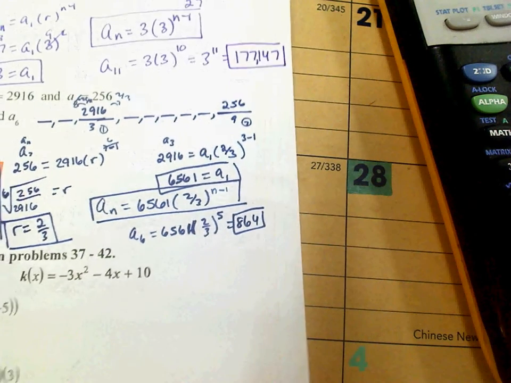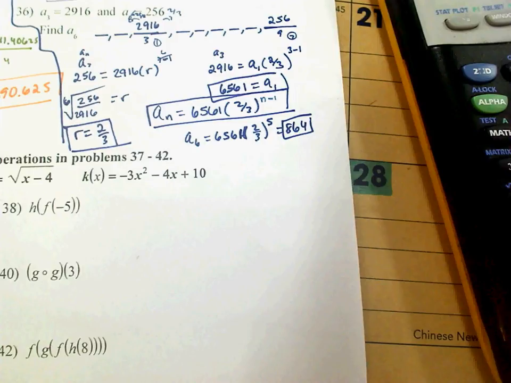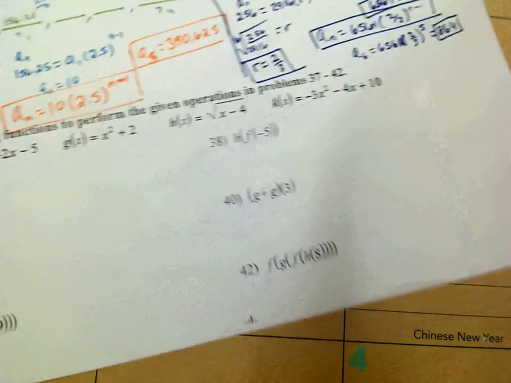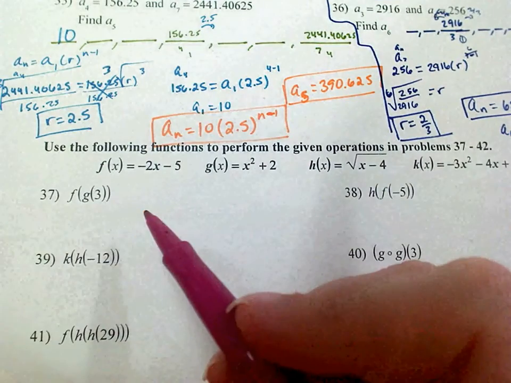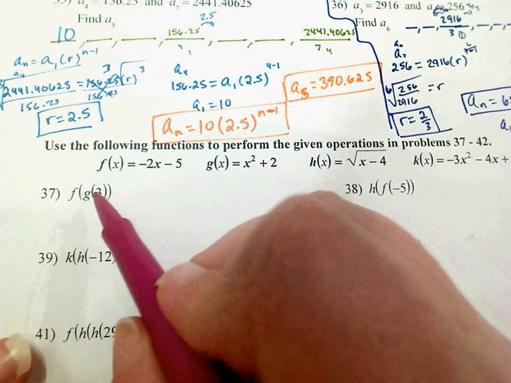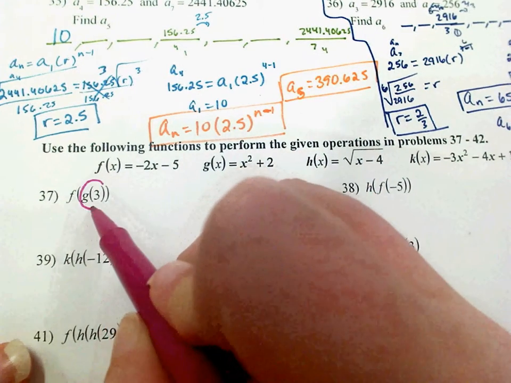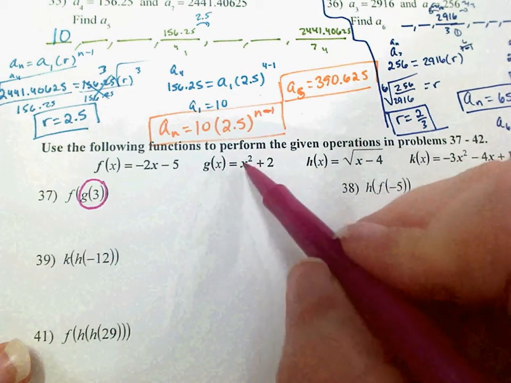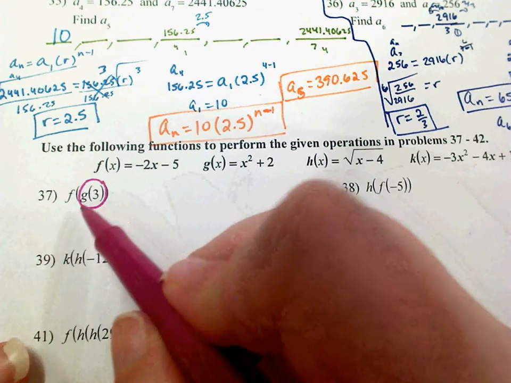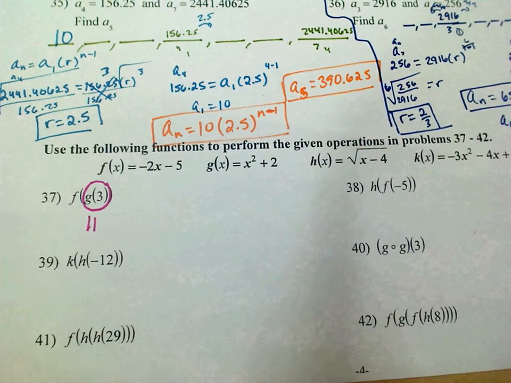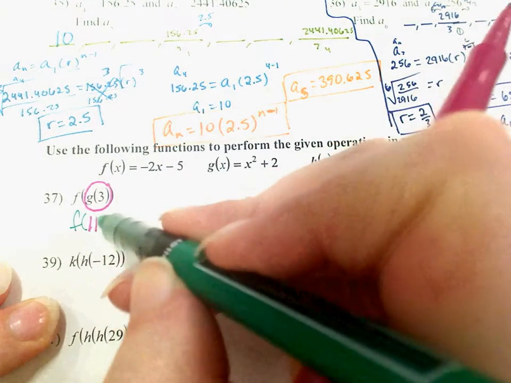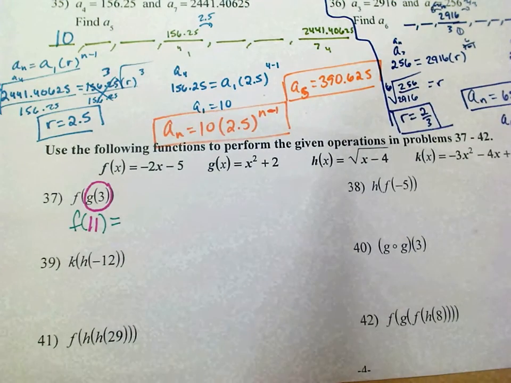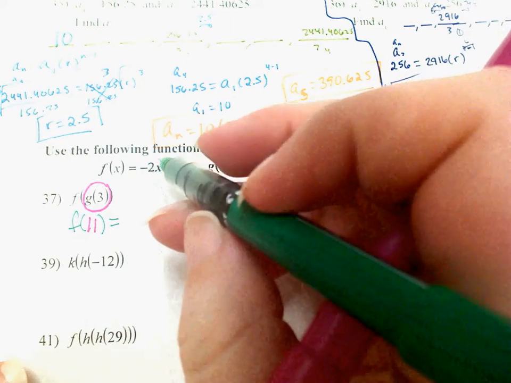Alright, composition of functions. So this first part is actually just using the numbers. So when it says find f of g of 3, I'm supposed to find the inside function first. So I'm supposed to find g of 3. So I go here and I say g of 3 is 3 squared plus 2. That is 9 plus 2, that is 11. So I'm really trying to find f at 11. So if I plug in 11 right there, I've got negative 2 times 11, which is negative 22, minus 5 is negative 27. So that one is negative 27.